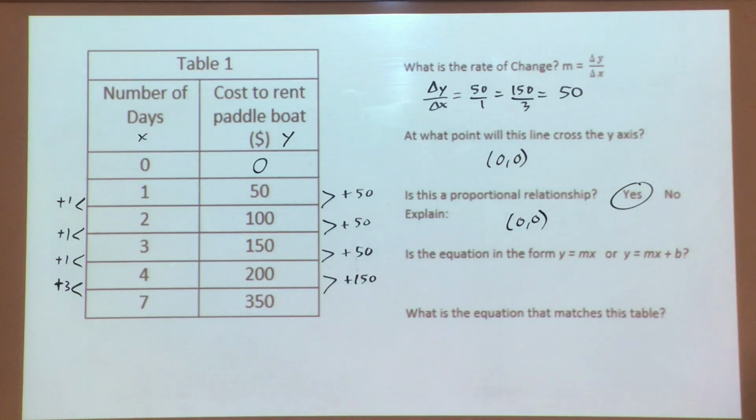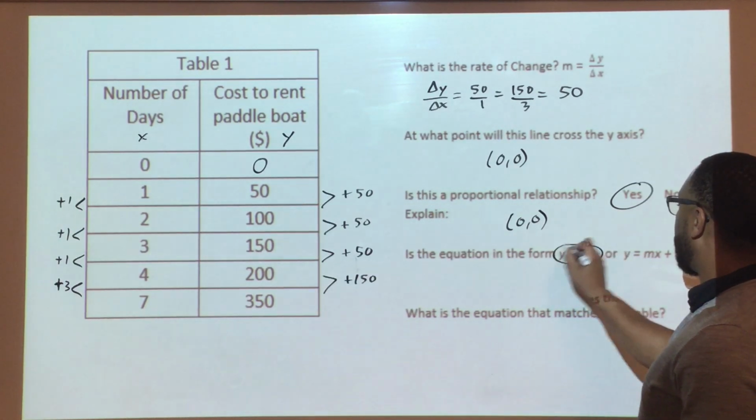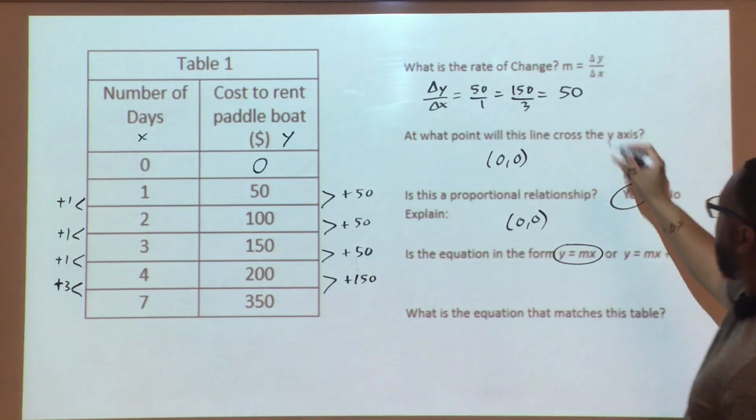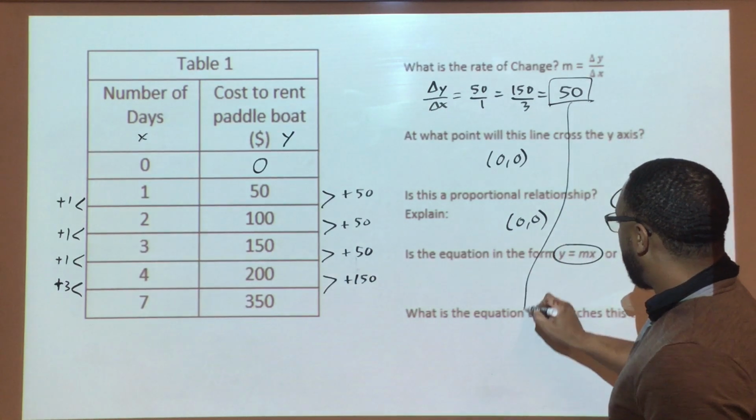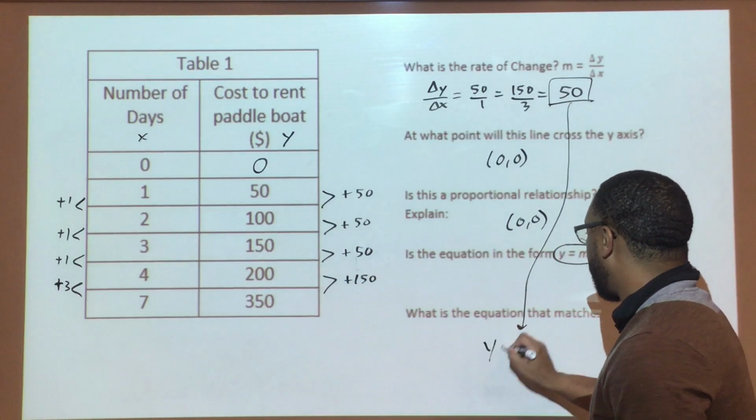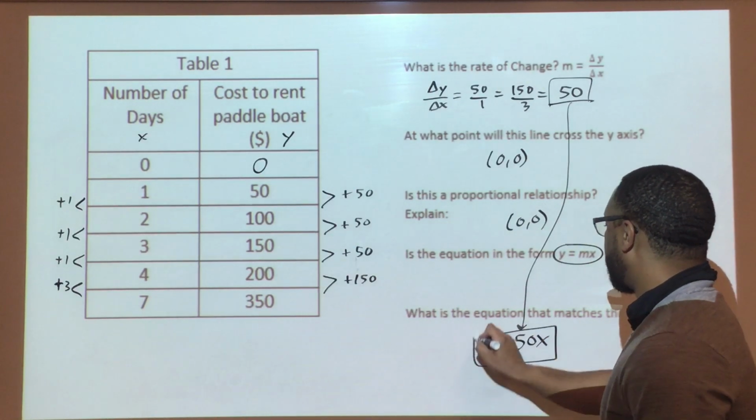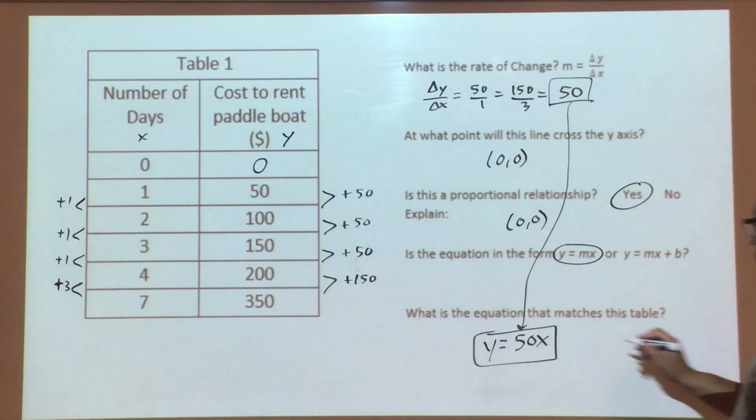Crosses at 0, 0. Is it in the form y equals mx or y equals mx plus b? This is going to be in the form of y equals mx. And what's the equation? Well, I'm simply going to take my rate of change and plug it right down here. Y equals 50x. That is the equation that matches that table. And real quick, you can prove that that's the equation this way.